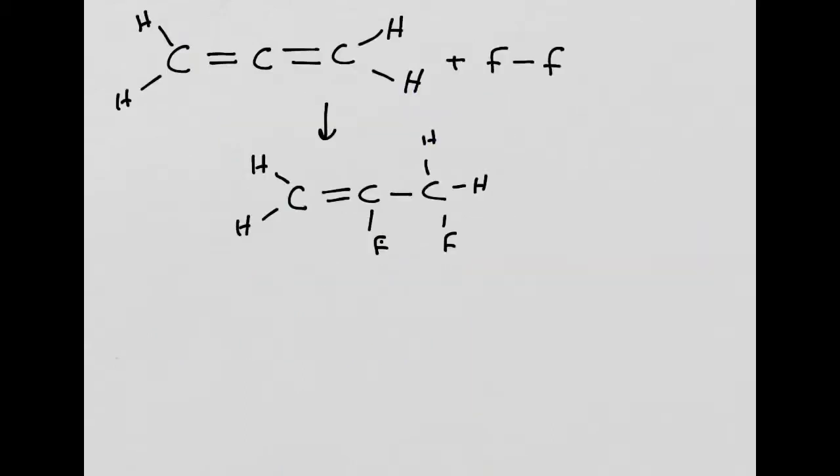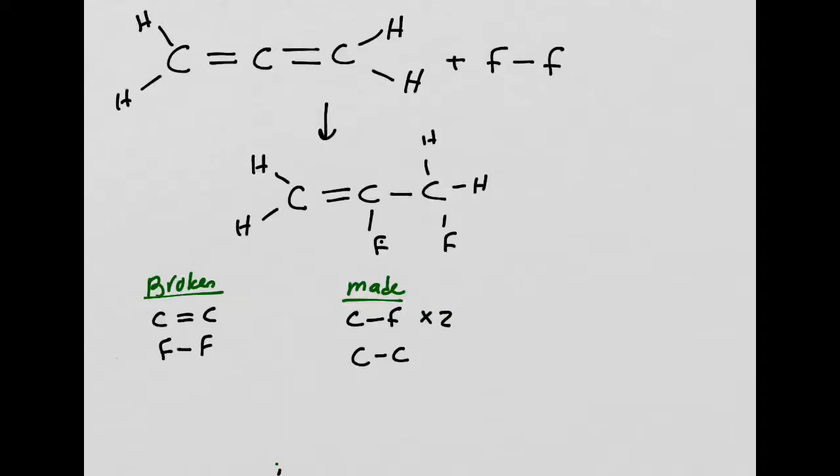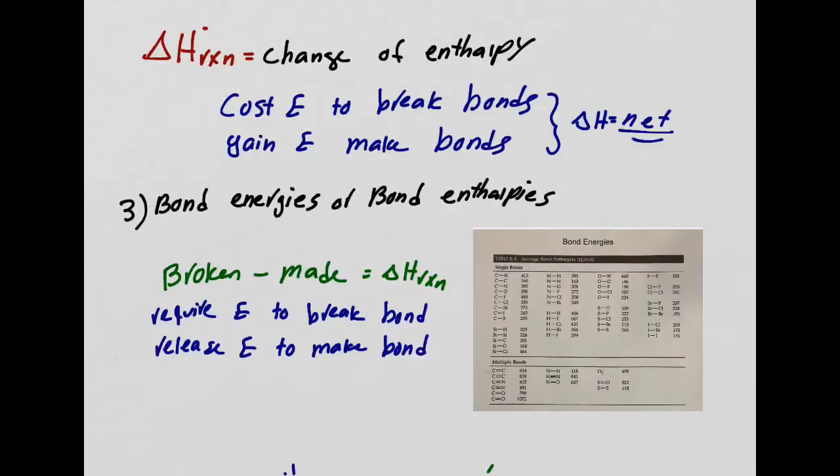Okay, now let's come over here. So you have that in front of you. Now here what we're going to do, we want to look at broken versus made. What is broken? Okay, tell me. A double bond is broken. The F2 bond is broken. What is made? I make 2 CF bonds and I make 1 carbon-carbon single bond. So again, it's broken minus made, and you have this chart right over here.